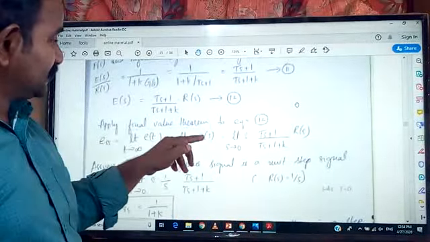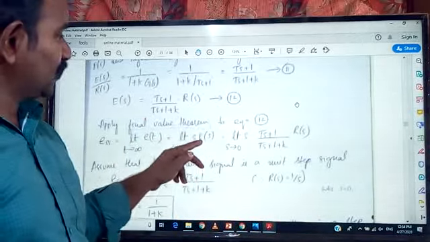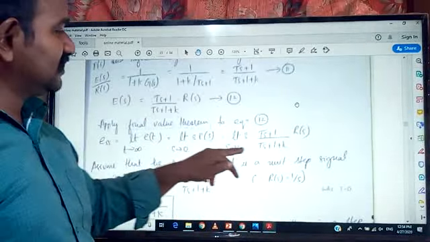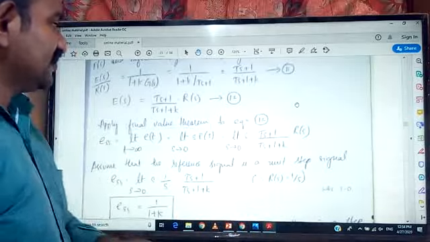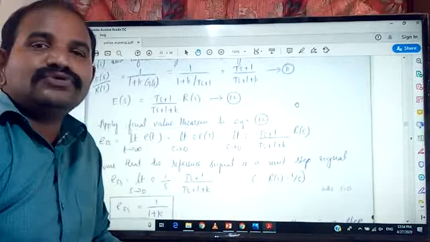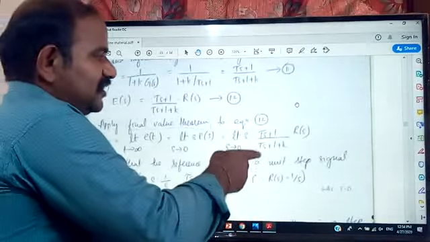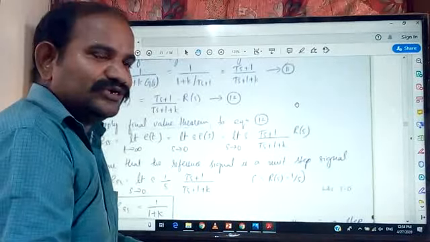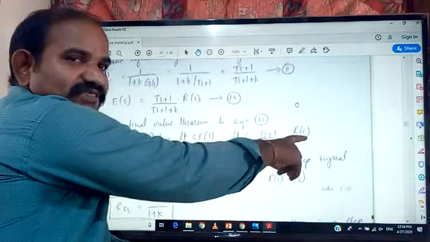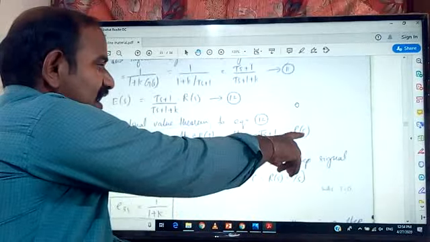After this, I'm substituting the E of s value from equation number 12, and I'm going to get this equation. So I'm assuming that the reference signal is nothing but the unit step signal, which is the R of s.